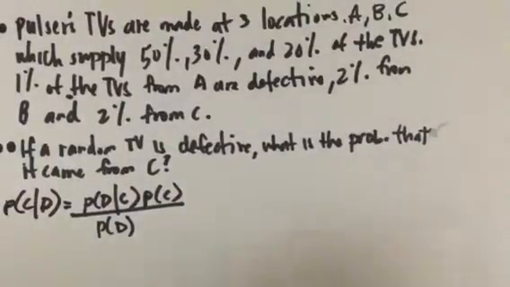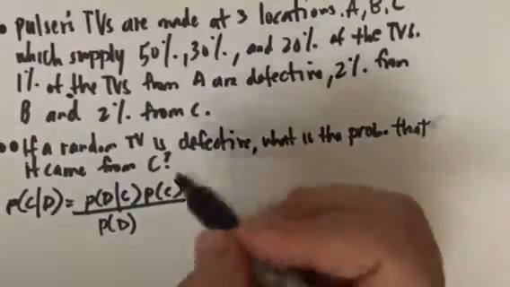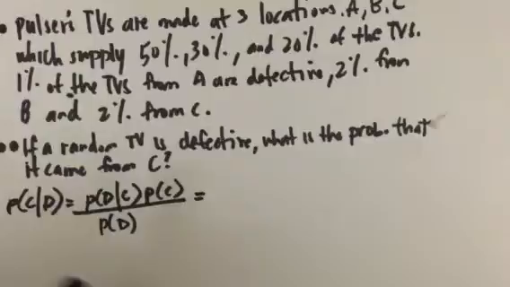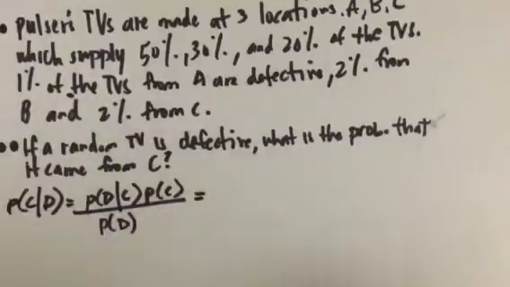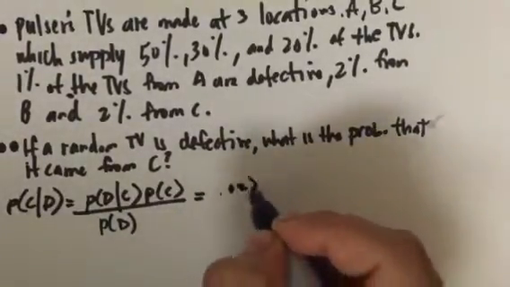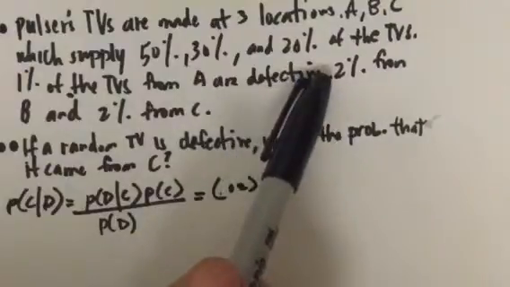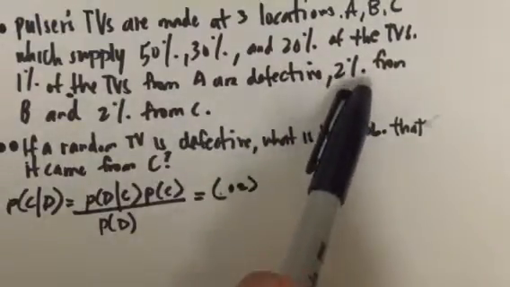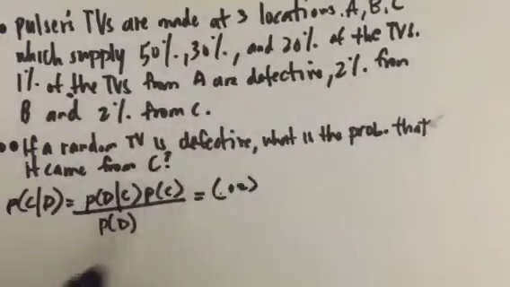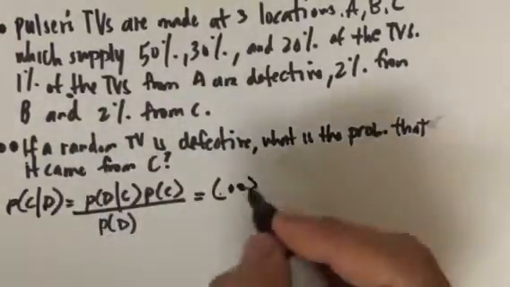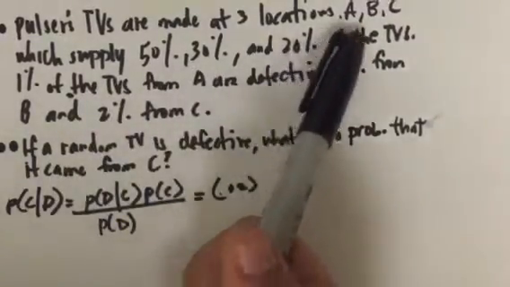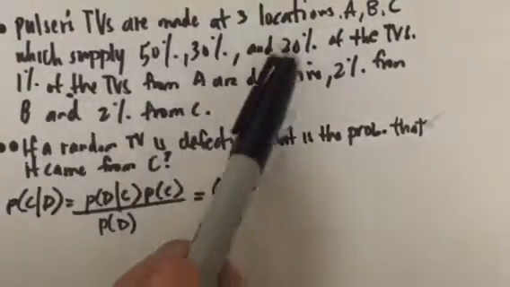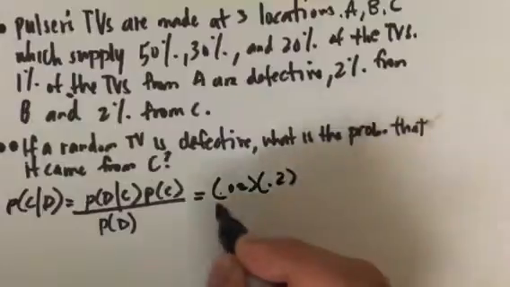In this step, we just plug in the given information and find the answer. So the probability that the TV is defective given that it came from C will be 0.02, because right here it tells us that 2% of TVs from location C are defective. And the probability of C in general is 20%, because right here it says A, B, and C supply 50%, 30%, and 20%. So that's going to be 0.2.